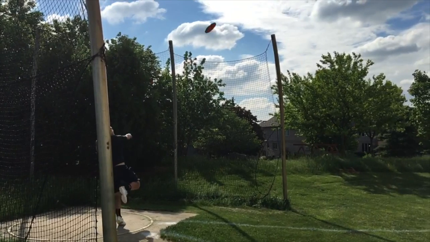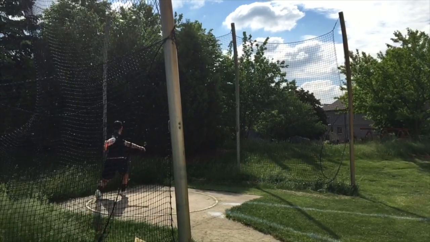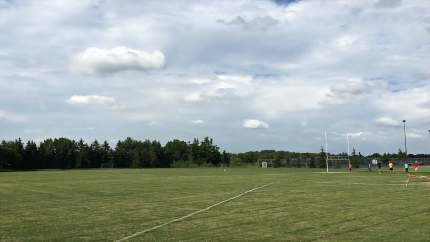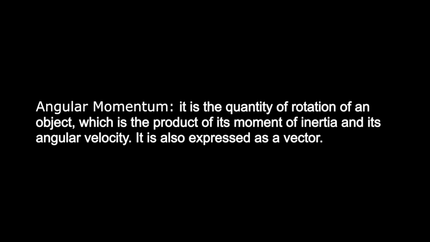Now from the moment the discus starts to spin off your hand, it begins to gain angular momentum. Here's a definition of angular momentum, and it is the quantity of rotation of an object which is the product of its moment of inertia and its angular velocity, and is expressed as a vector.